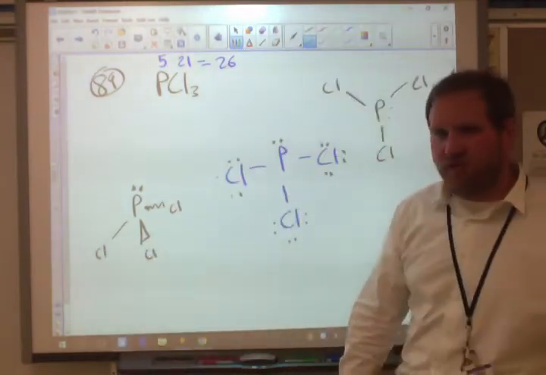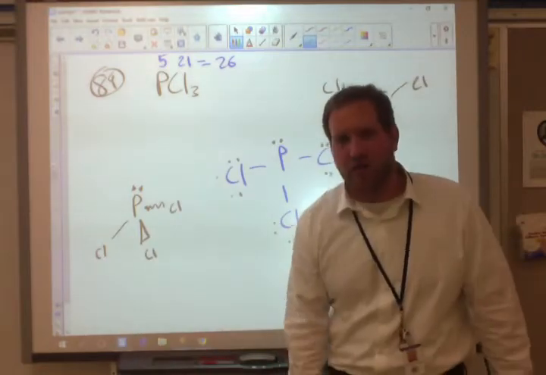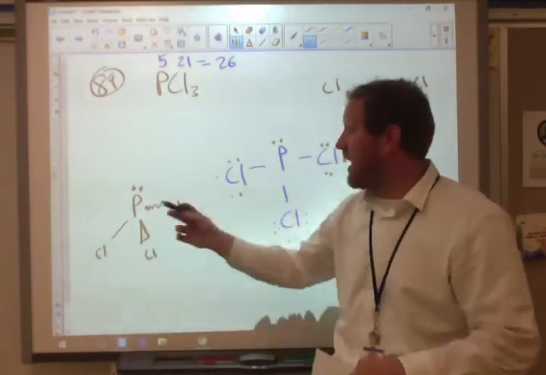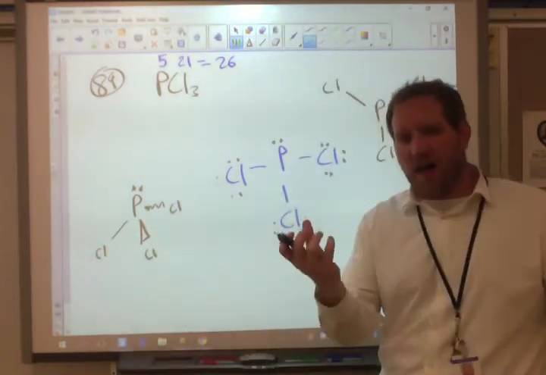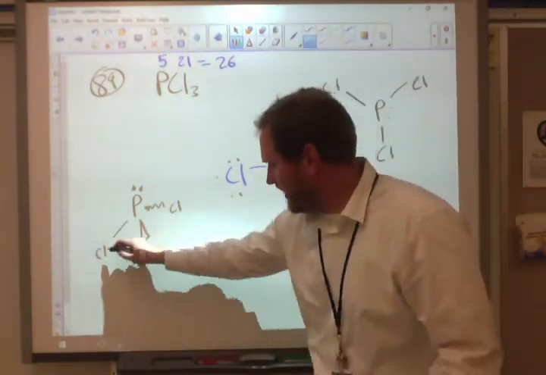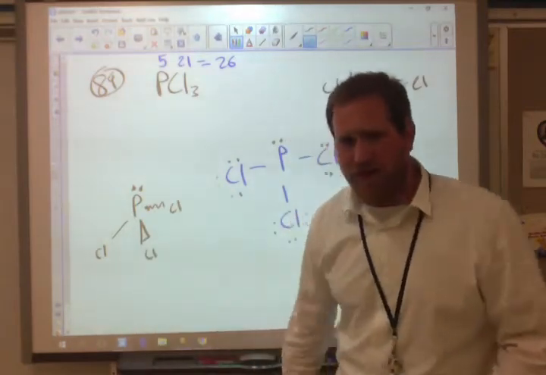Now, because it's arranged in this pattern, we are going to get polarity, where the phosphorus is going to be, I guess, positive, because chlorine is very electronegative, so these 3 chlorines are going to really hog those valence electrons, giving partial negative sides down here, partial positive side up here.